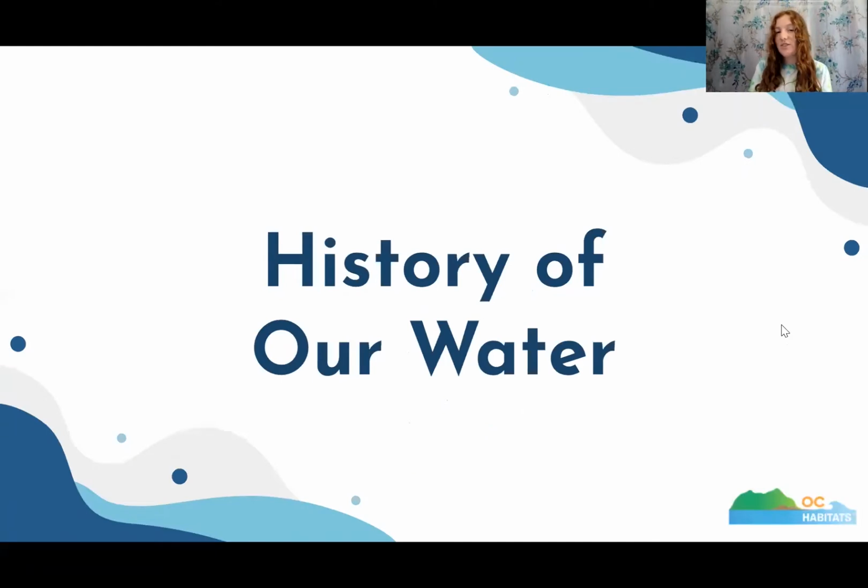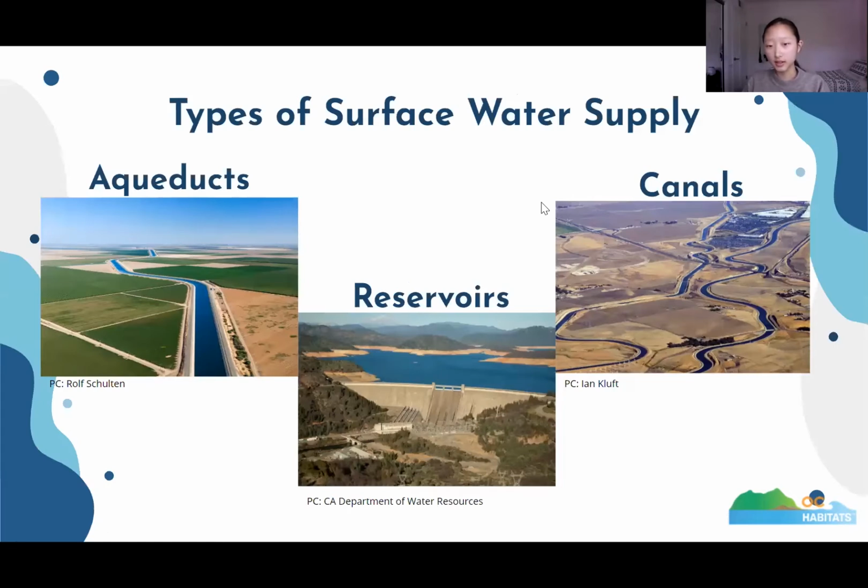First, we have Michelle to talk about the history of our water. Thank you, Gina. In the history of our water, we will be going over where we get our water and some information on droughts. Go to the next slide. First, we'll be going over some common types of water supply on the surface.